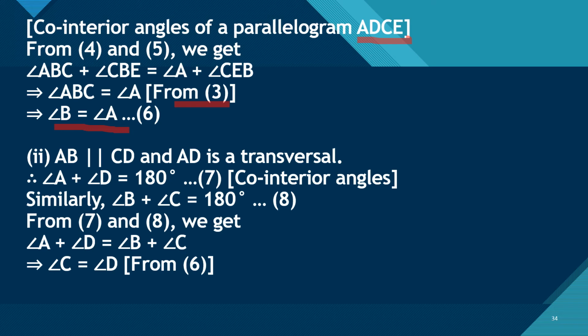Second part: AB is parallel to CD and AD is a transversal. So angle A plus angle D is equal to 180 degrees, the seventh equation, co-interior angles. Similarly, angle B plus angle C is equal to 180 degrees, and this is the eighth equation. From 7 and 8 we get angle A plus angle D equal to angle B plus angle C, so angle C is equal to angle D.